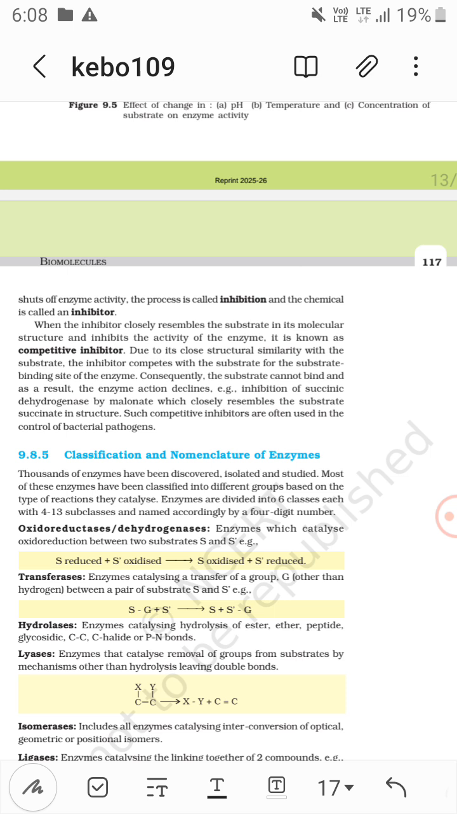Due to its close structural similarity with the substrate, the inhibitor competes with the substrate. They are similar, okay. Now they can get to the substrate binding site of the enzyme, and consequently the substrate cannot bind, and as a result the enzyme action declines.